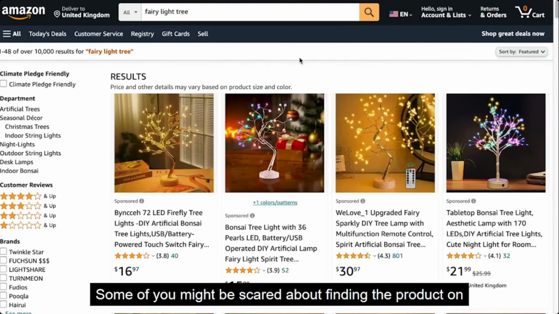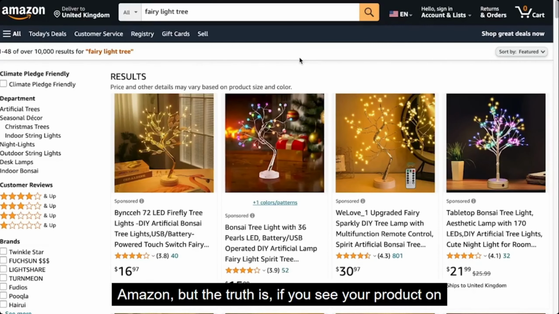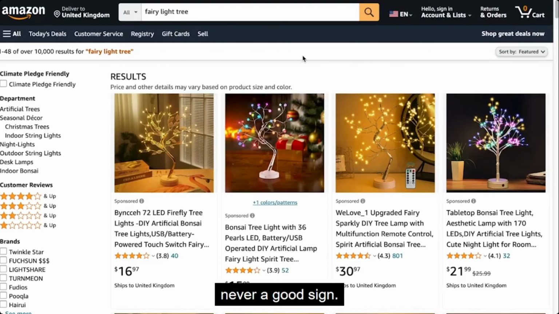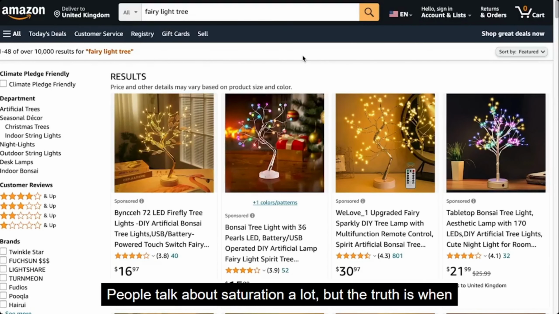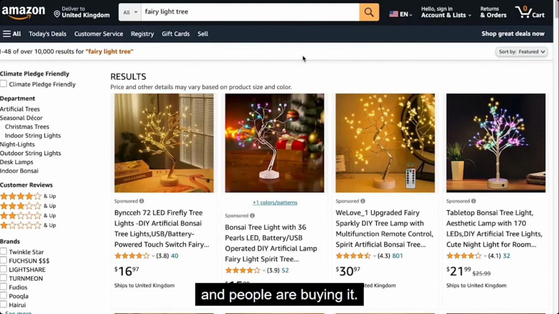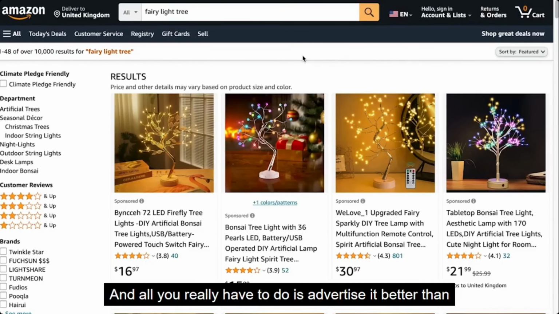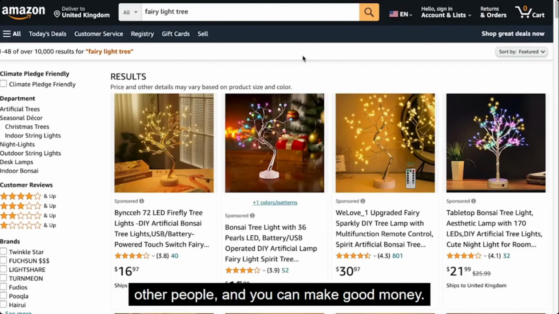Now some of you might be scared about finding the product on Amazon, but the truth is, if you see your product on Amazon, it's a very good sign that there's demand and people are buying it. If there's no competition, if nobody is selling it, it's never a good sign. People talk about saturation a lot, but the truth is, when a product is saturated, it means that there's demand there and people are buying it. And all you really have to do is advertise it better than other people and you can make good money.